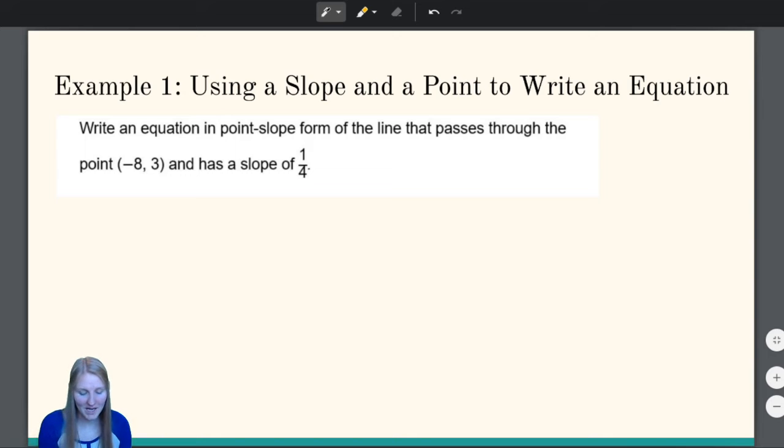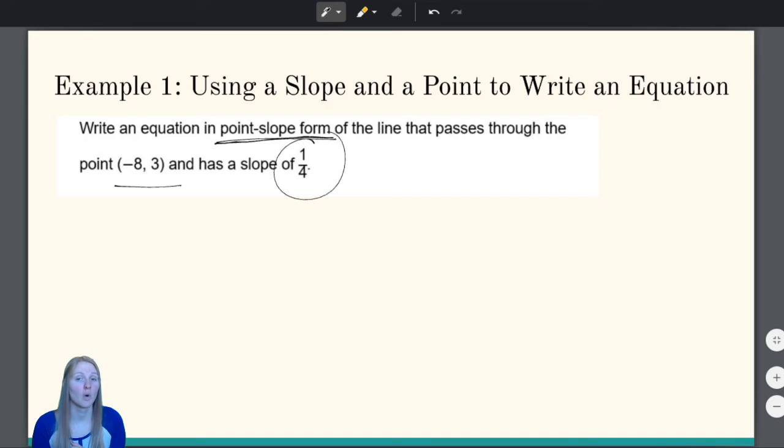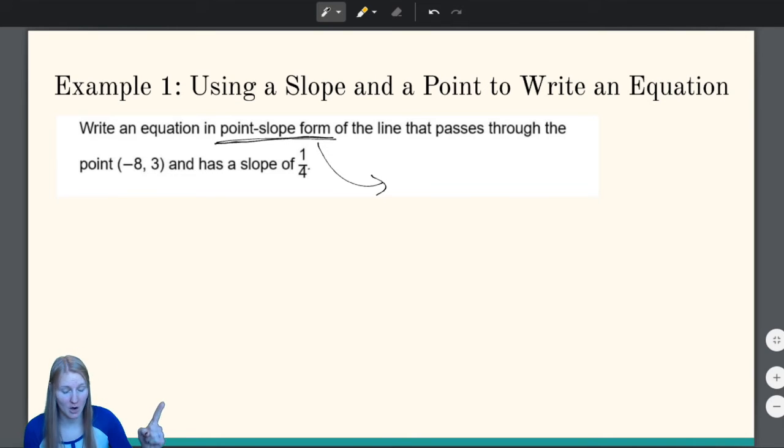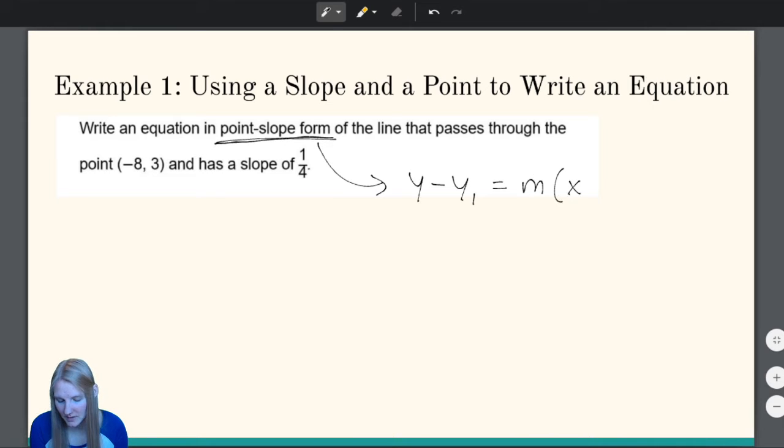So, write an equation in point-slope form of the line that passes through the point -8, 3 and has a slope of 1/4. Okay, first thing I'm going to do is remember, what is point-slope form? y minus y1 equals m times x minus x1.